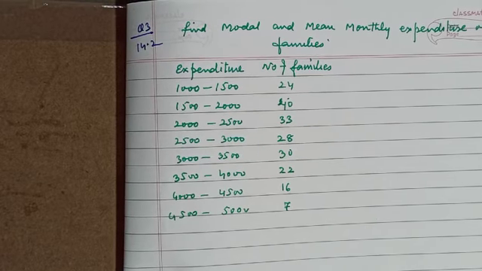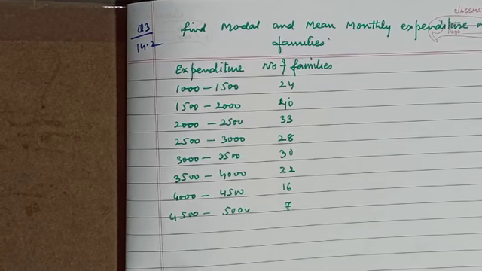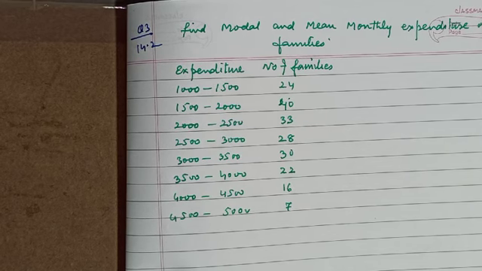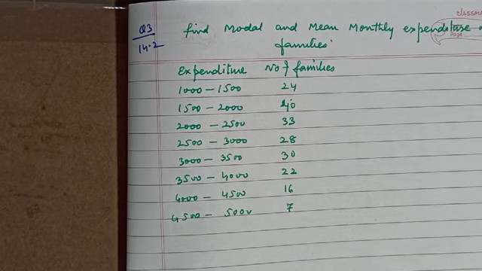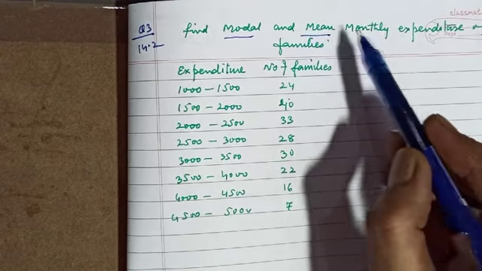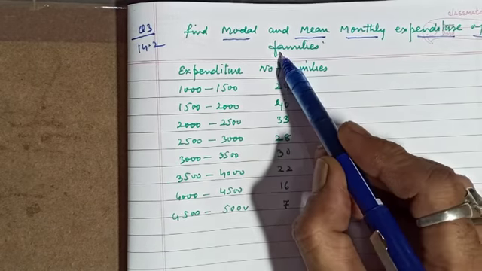Hello students, today I am going to take question number 3 from exercise 14.2 of class 10th subject math, in which we are given a data and from the given data we have to find the mode and mean monthly expenditure of families.